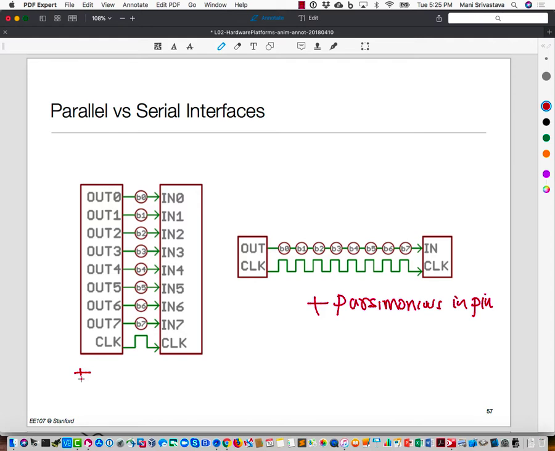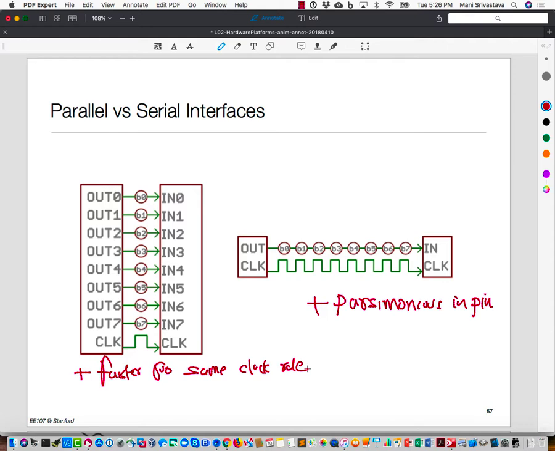Because could it be that I cannot make the clock rate faster? Okay, so I can say parallel is faster for the same clock rate. The question is, which one will have a faster clock rate? Anyone? Serial. Why? Yeah. Okay. So the issue falls under distance.